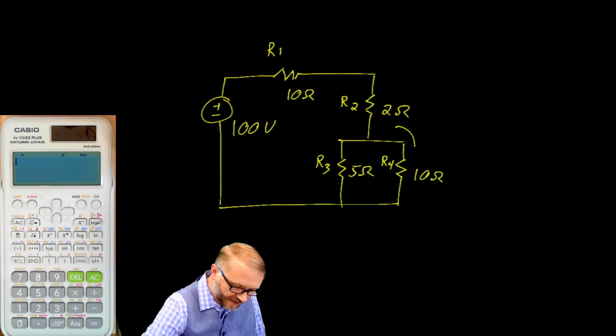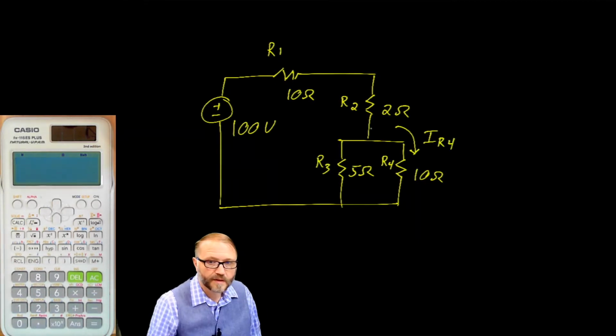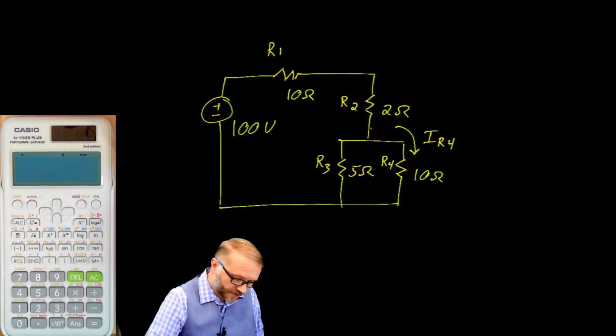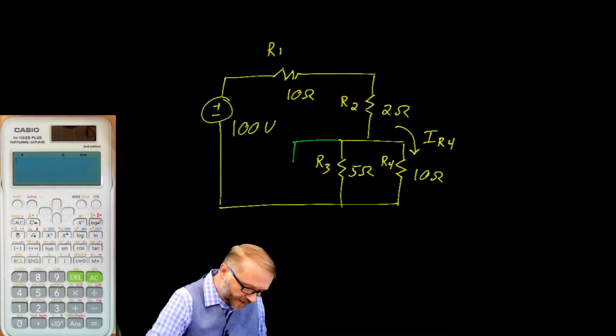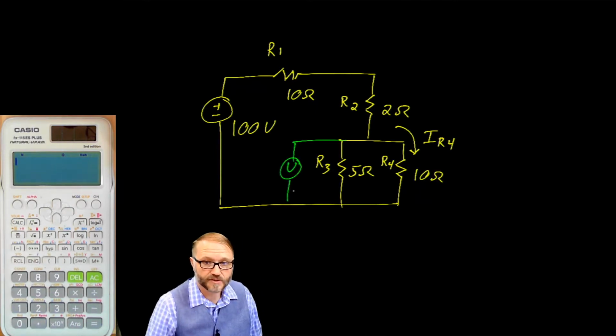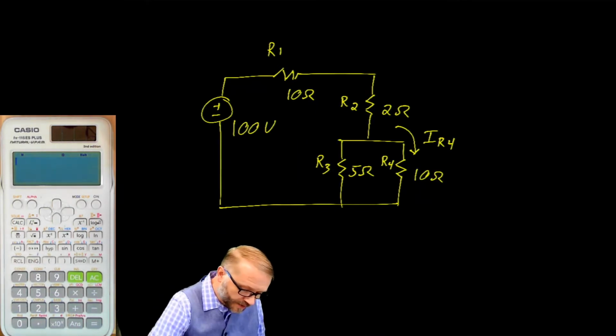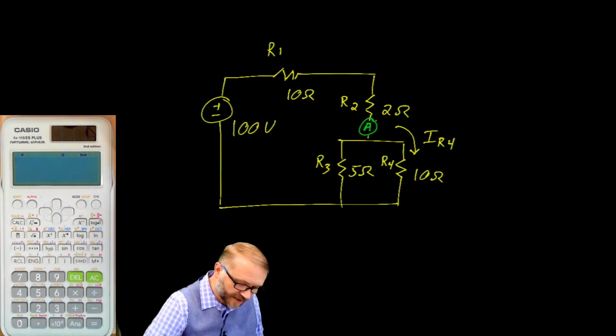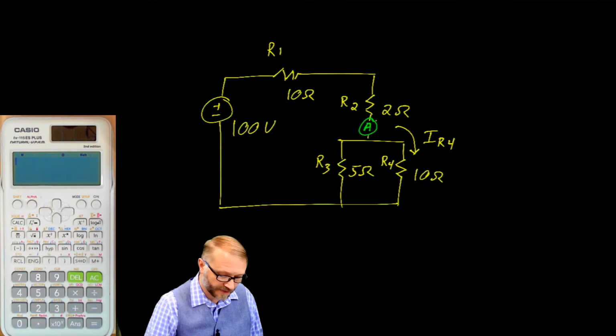You're asked to find the current through resistor R4. So that's I of R4. There's two general ways you could approach this problem. You could determine the voltage across R4 and then use Ohm's law. You could also determine the current that's applied here and then use the current divider rule.